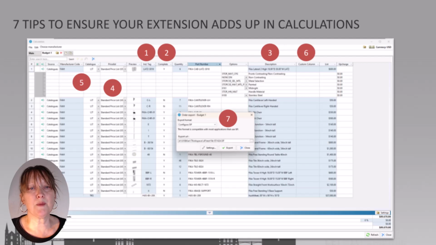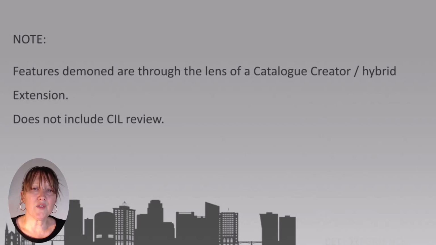The 7 tips for optimized calculations ensure your extension adds up. The tips include IND tags, the complete column, product descriptions, price lists, manufacturer and catalog codes, custom columns, and the order export. These are not in an order of importance. I consider each of them equally important. A quick note, I'm using the Fika catalog for demonstration. Some features may behave differently if the extension is purely CET developer coded. These tips also do not account for commercial interiors library behaviors. I'll leave that for another session.